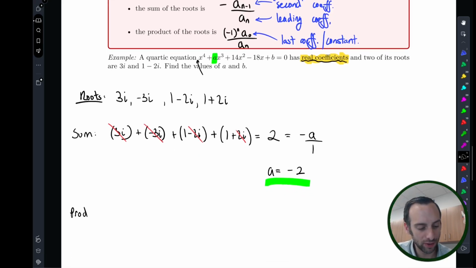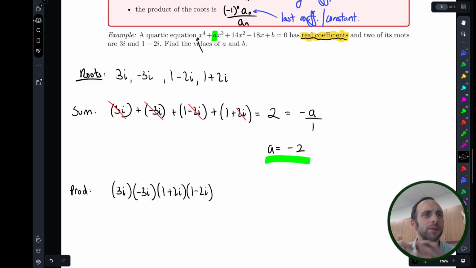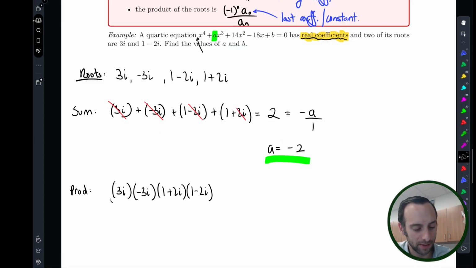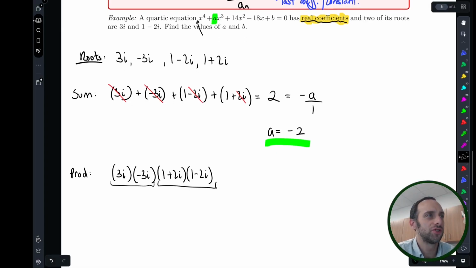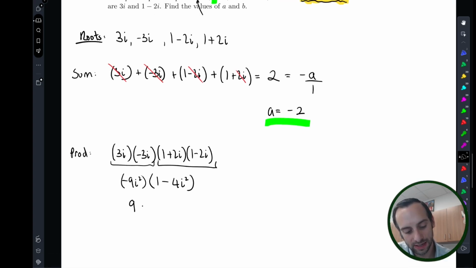Slightly more challenging is the product. The product of these four complex numbers looks intimidating, but if we do this in the right order, it's really not that bad. We know that a complex number times its conjugate always gives us a real number. So we'll group these two together in their conjugate pairs, knowing that the result of each should be real. So 3i times negative 3i will give us negative 9i squared, and then this difference of two squares will be 1 minus 4i squared. This will turn into 9 times, I believe that's 5, so our product here will simply be 45.